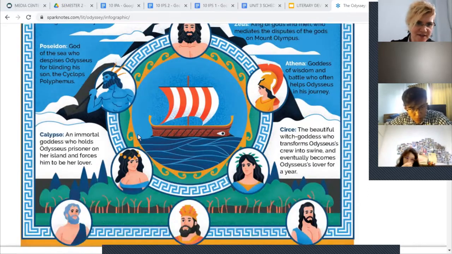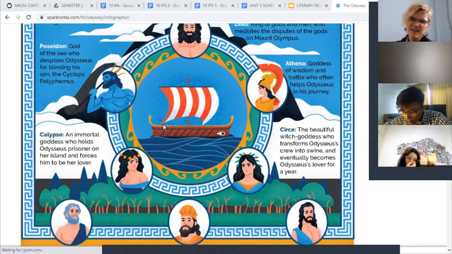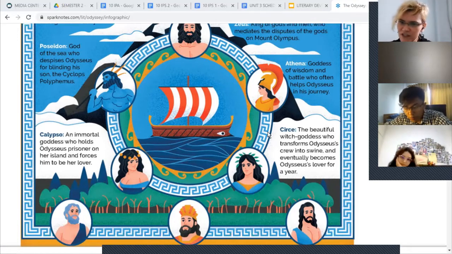Then we've got Calypso. She's an immortal goddess who holds Odysseus prisoner on her island, and she forces him to be her lover. We have another one who is Circe, the beautiful witch goddess who transforms Odysseus' crew into swine and eventually becomes Odysseus' lover for a year. Remember, the guy is stuck on an island.